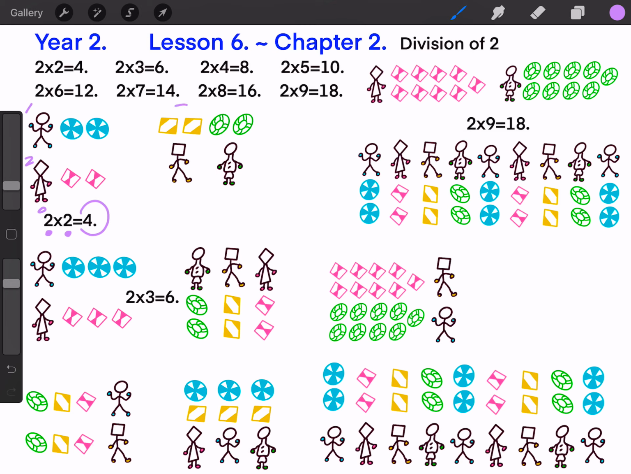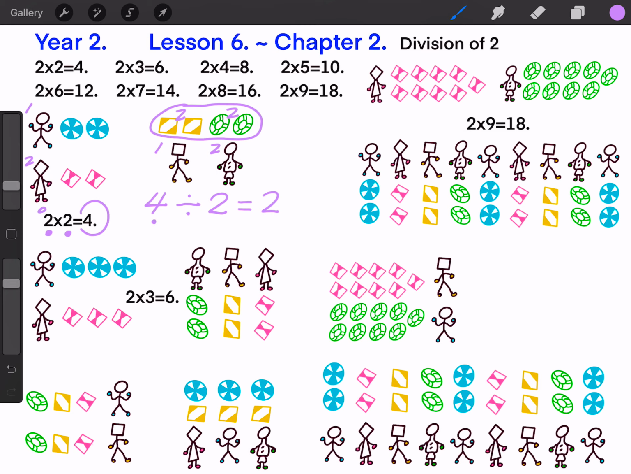Reversely, we have 4 candies. We want to distribute these 4 candies between 2 kids evenly. Each kid will get 2 candies. That's 4 divided by 2 equals 2.